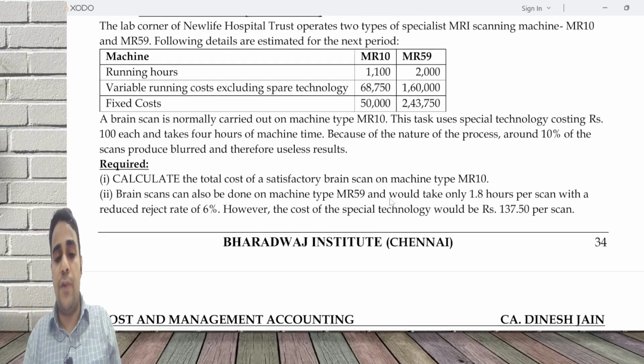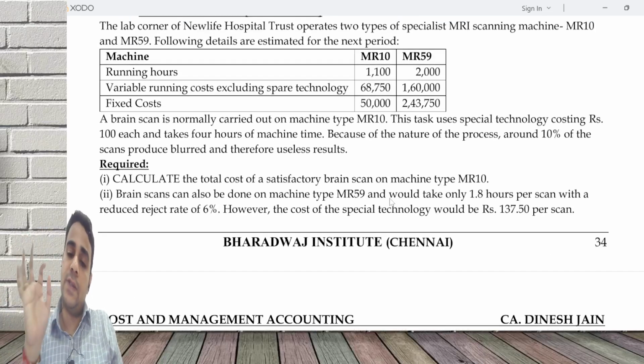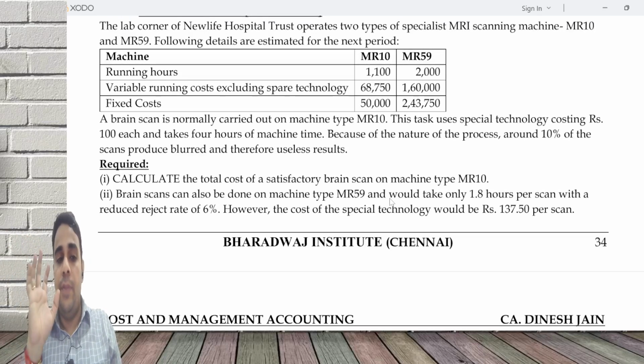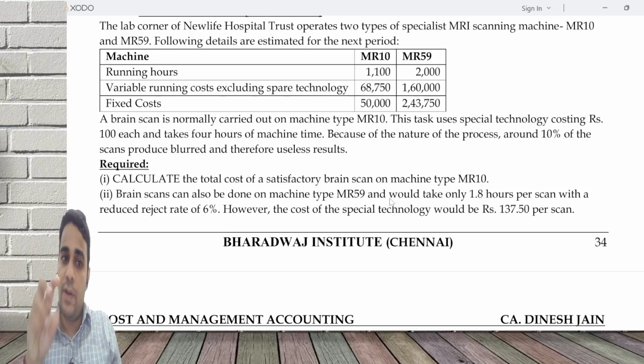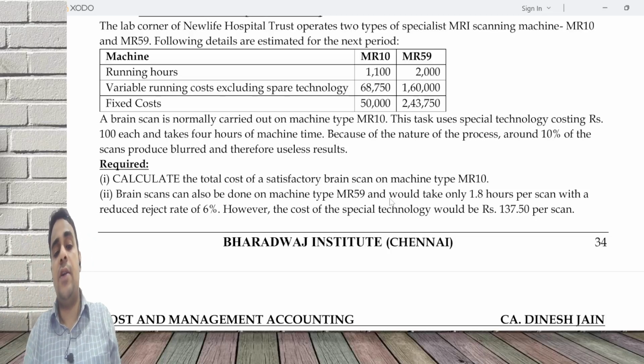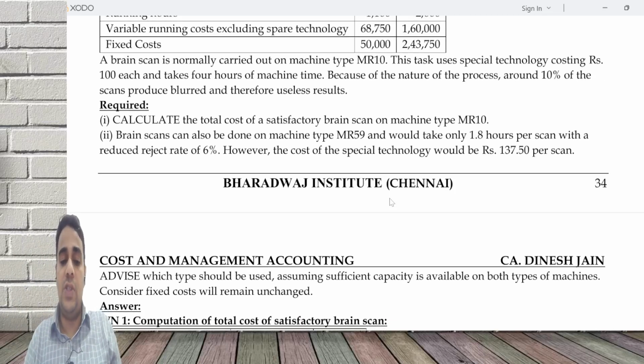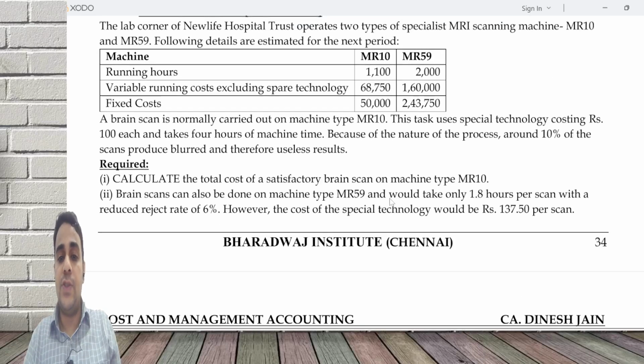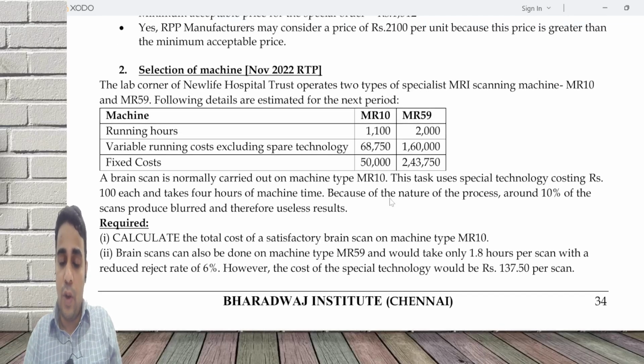Total cost means you'll have to consider variable as well as fixed cost. Total cost of a satisfactory scan on MR10 means you'll have to consider variable cost as well as fixed cost, because both costs will form part of the total cost. Fixed cost somewhere they are mentioning will remain unchanged, so that is a different thing. As of now, for calculating the total cost, I'll have to consider both.